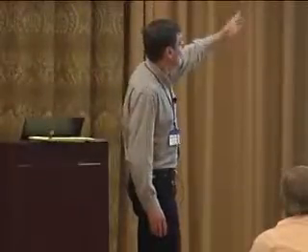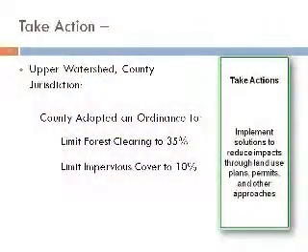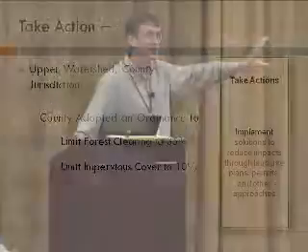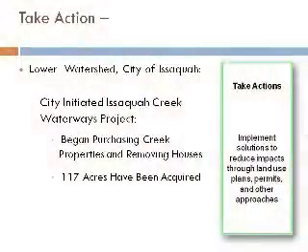Their modeling showed, not much surprise, to protect the upper watershed. There's a flooding issue in Issaquah, which has gone on for years. And they said what you need to do is remove the channelization, remove the homes in the lower watershed, and your flooding might be limited. The county turned around and adopted a really radical ordinance in the 90s based on this report and said limit clearing to 35% and limit impervious cover to 10% in the upper watershed.